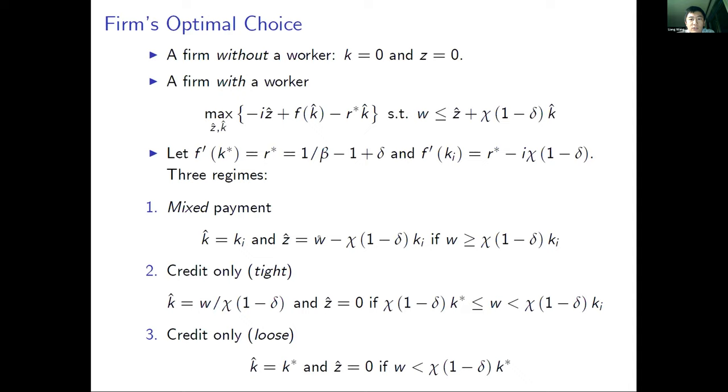In the second case, we call that the credit only case, but it's tight in the sense that the capital is useful in terms of paying wage. So on the margin, the firm does not need to bring cash, but the capital pledgeability is not the best case scenario, meaning it's not able to get the optimal level of capital holding, where K star is the optimal level of capital holding defined over here.